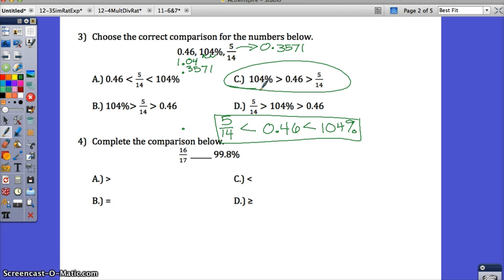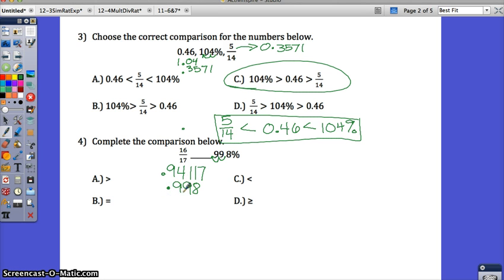Number 4, last comparison of the numbers, same thing. I would write it as a decimal. So 16/17 is 0.94117 when I use my calculator. And the percent, to change it to a decimal, I just divide by 100, which moves the decimal over twice. So I have 0.998.